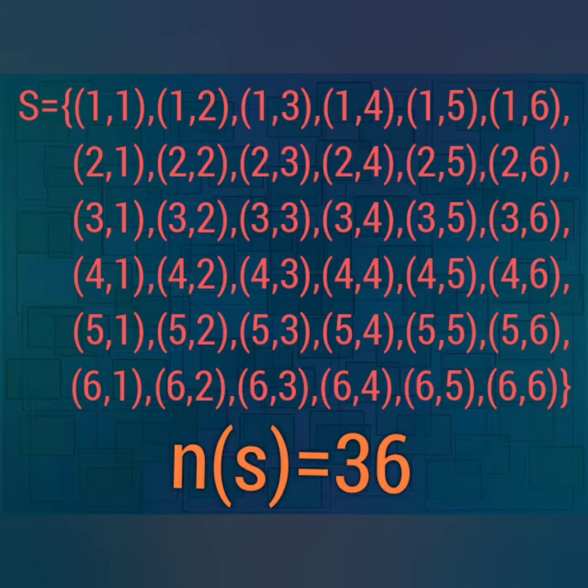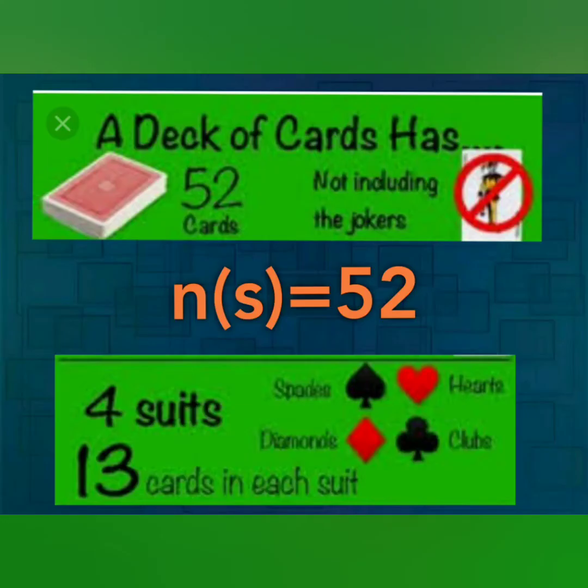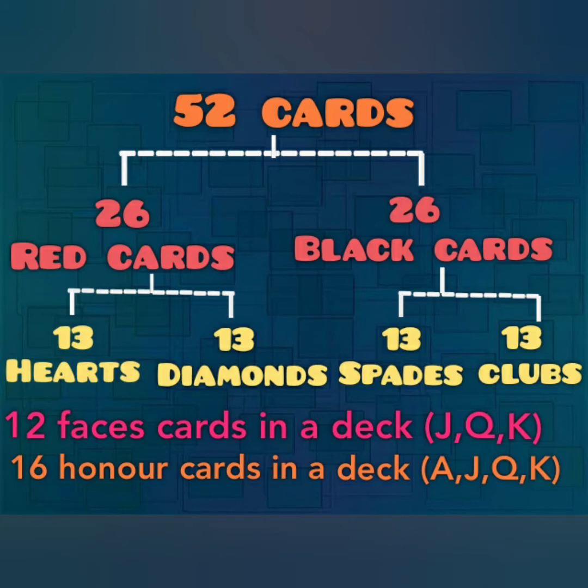Therefore, N of S is equal to 36. Next example is, in a deck of cards there are 52 of them, out of which there are 26 red cards and 26 black cards. So totally N of S is equal to 52 cards. So in a pack, 52 cards: 26 red cards and 26 black cards.